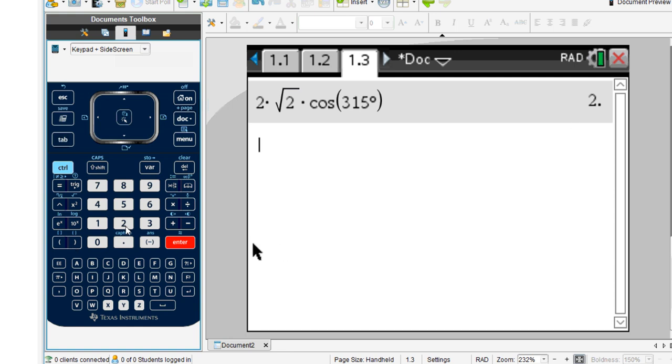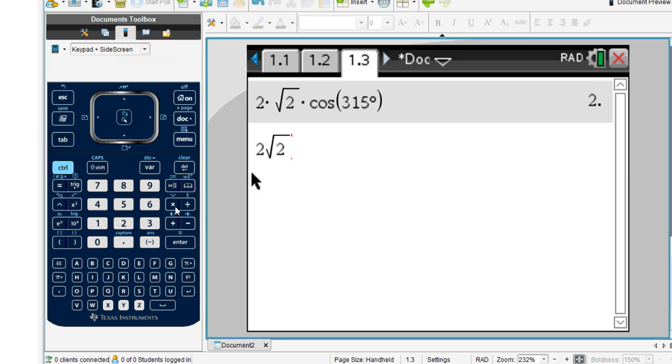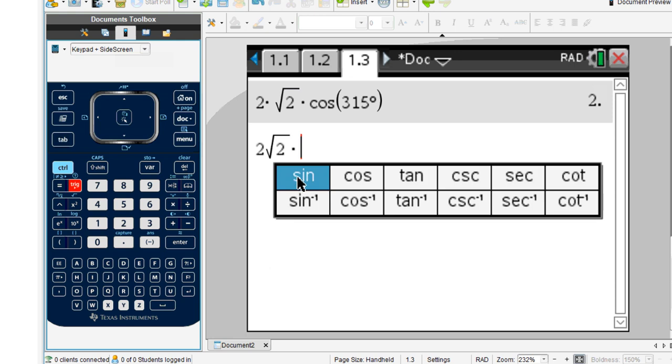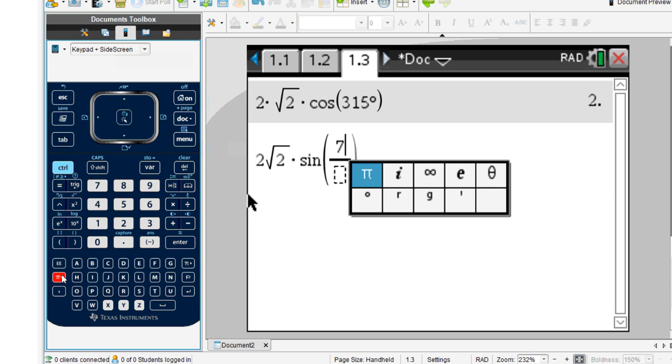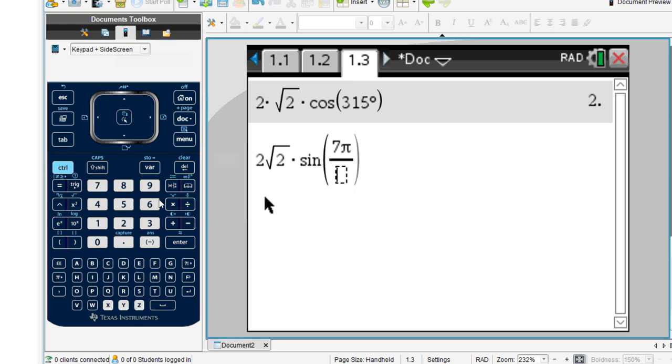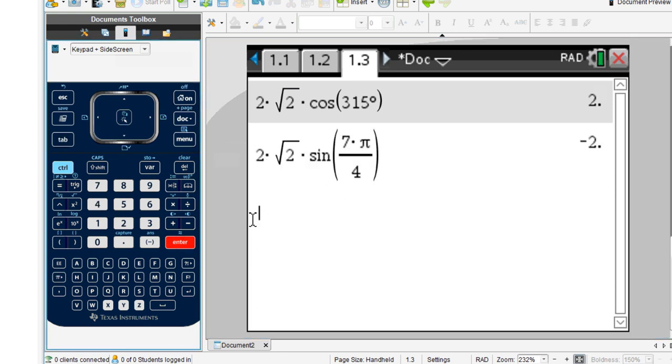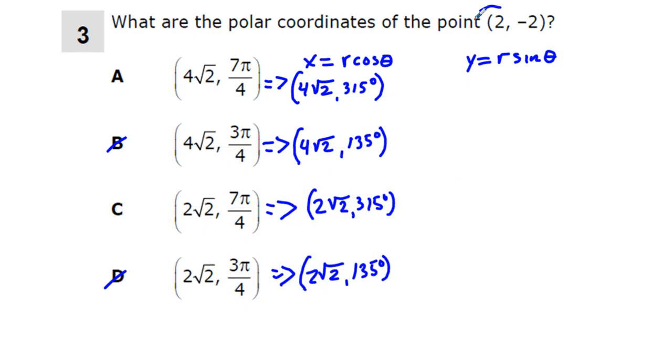And I'm going to do the other one in radians. So that's going to be x value. Our y value is going to be 2 square root of 2 times sine. And I'm just going to leave it in radians here, 7 pi over 4. Get negative 2. So we get 2 comma negative 2. Is that what it is? Yeah, 2 comma negative 2. So it's going to be this guy right here.